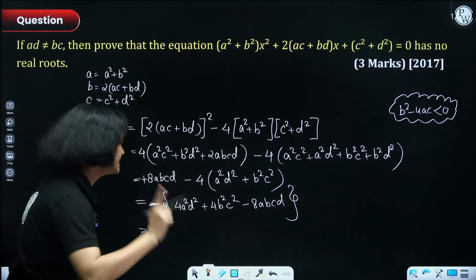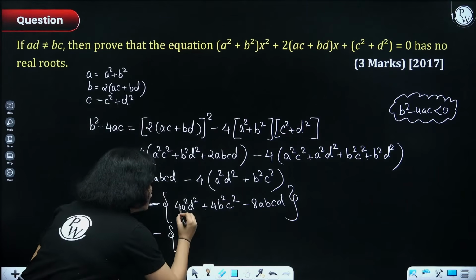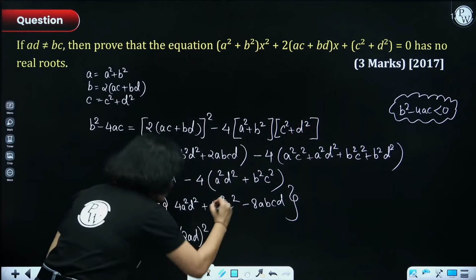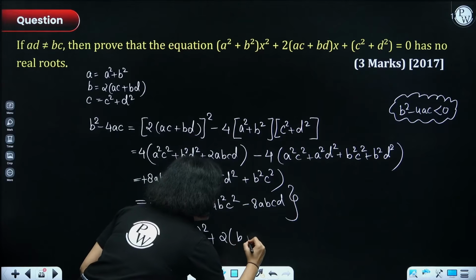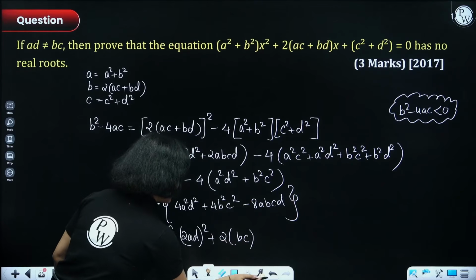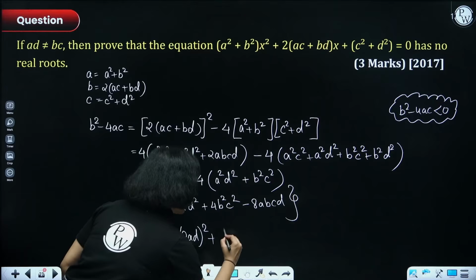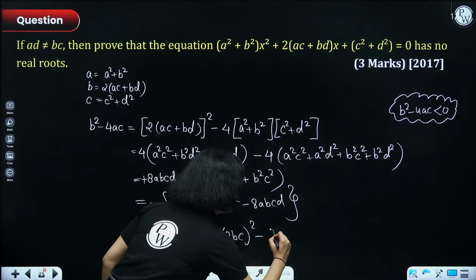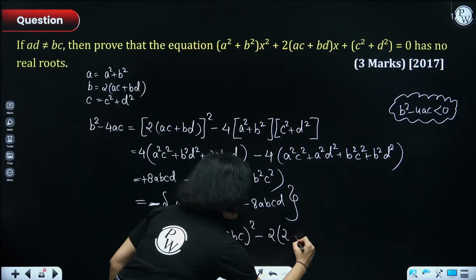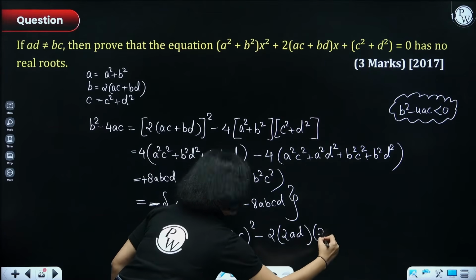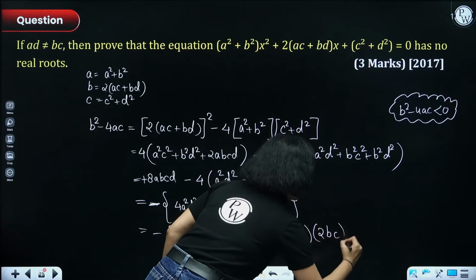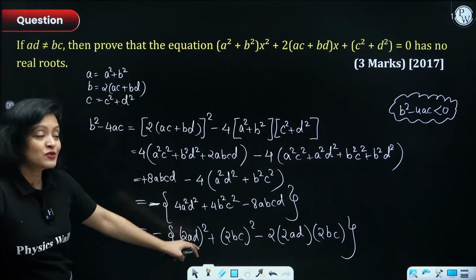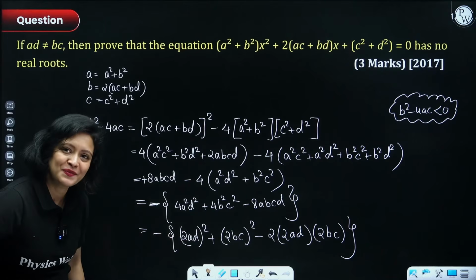And if you cannot, no worries, I'll further simplify. See here, 4a square d square can be written as 2ad whole square. 4b square c square can be written as, sorry, I'll rewrite this, twice of bc whole square. And this here can be written as 2 into 2ad into 2bc. Can you now see what is going to happen? Can you see an identity is being formed here?